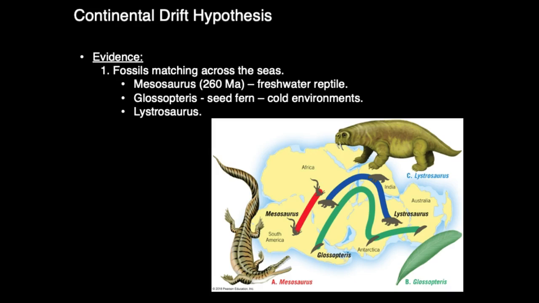So one of those species is the Mesosaurus, which was a freshwater reptile whose fossil remains limit the species to be of Permian age. Permian age is about 260 million years old. So Mesosaurus fossils were only found in eastern South America and in western Africa, as you see in the image.